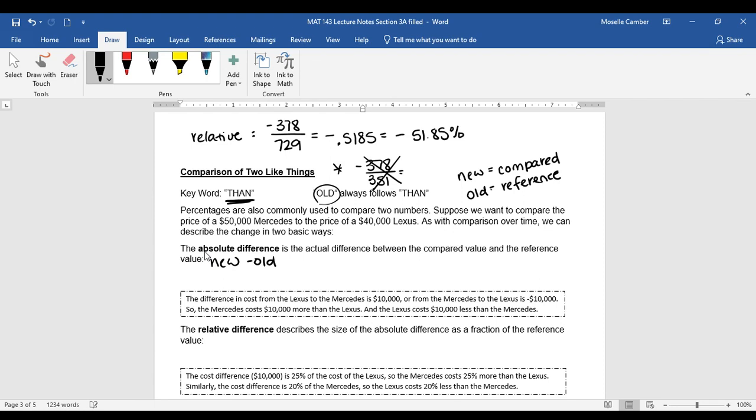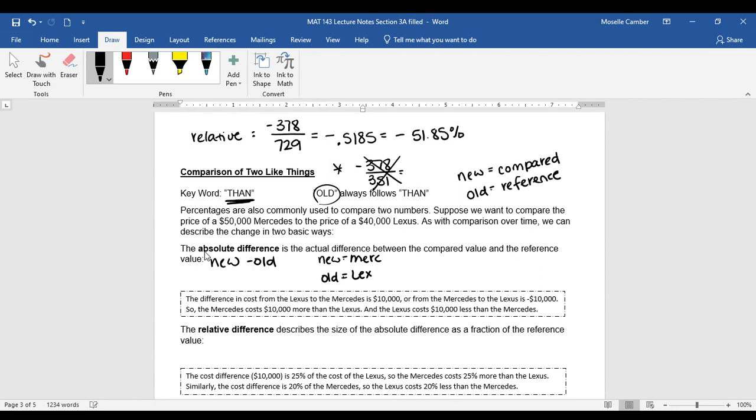Now if they don't actually have the then, like if they just said compare the Mercedes to a Lexus, then you kind of have to pick which one. But MyMathLab will usually tell you which one to use as the reference value, and that reference value is going to be the old if they don't have that word then. Most of the time, though, it will have the word then. So let's say if we're going to say the new is the Mercedes and the old is the Lexus.